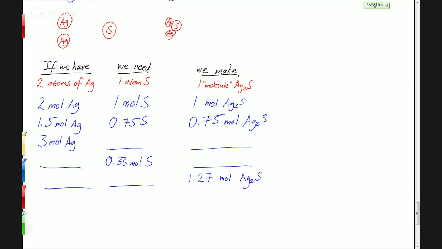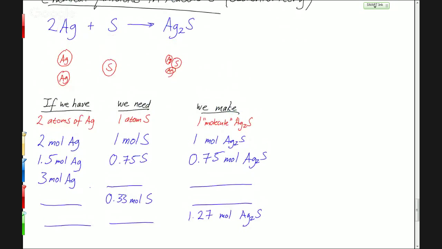So in each of these, we kind of got 3 different reactions here, where only one quantity is given. Go back up to our reaction here. If you start with 3 moles of silver, how much sulfur do you need and how much Ag2S do you make? If you start with 0.33 moles of sulfur, how much silver would you need? How much Ag2S would you make? And so on. So see if you can fill in those blanks based on those same ratios that we've just been talking about.